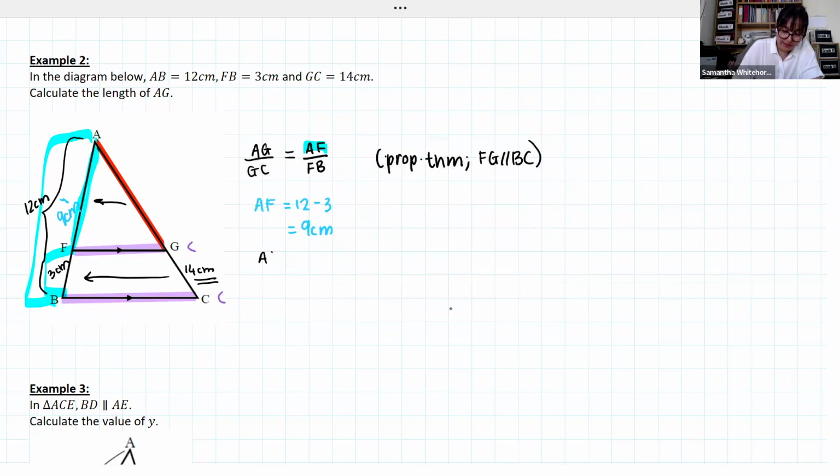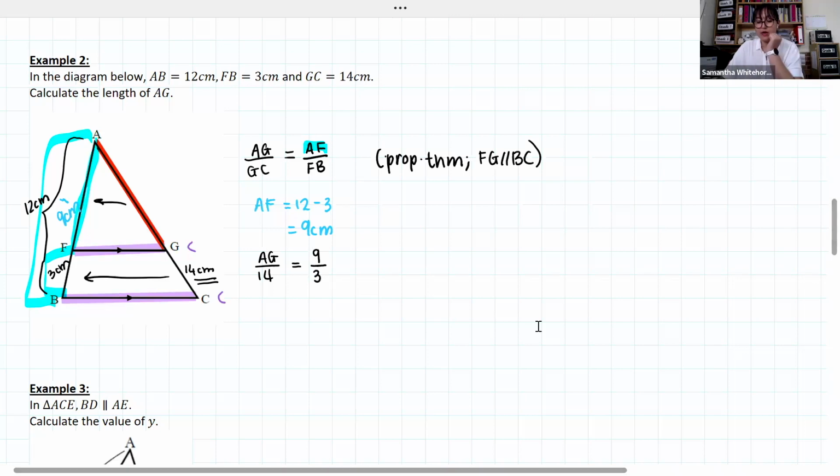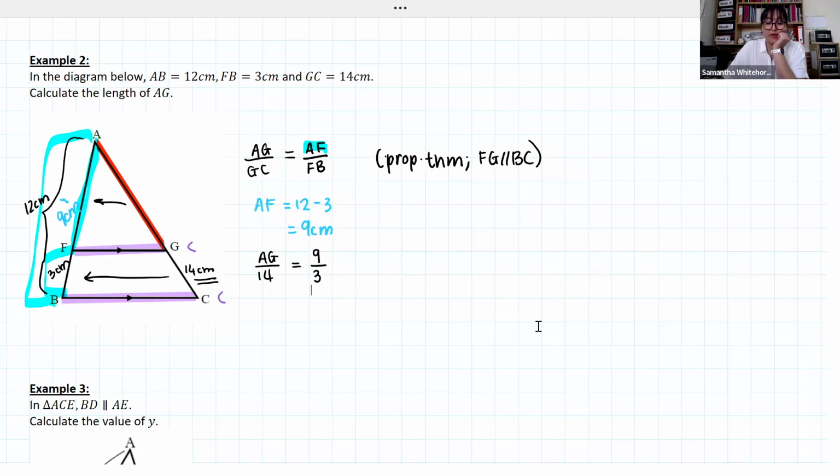So AG over GC, which is 14, is equal to AF, we've just worked out AF, 9 over FB, which is 3. That was all information given to me. I haven't made up those numbers. Those numbers have all come from the information given to me in my question. And now I can go and solve.